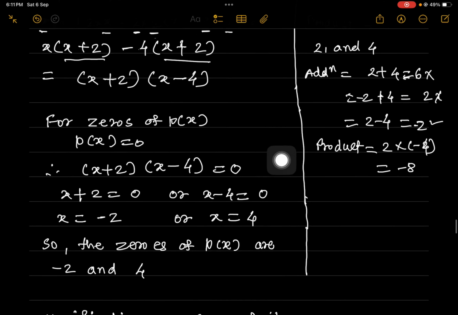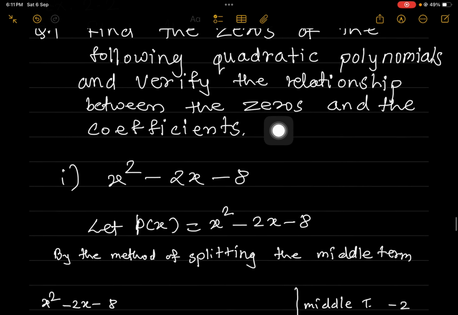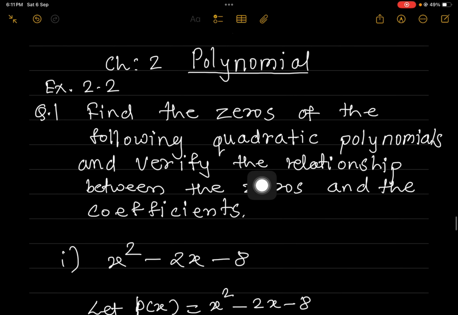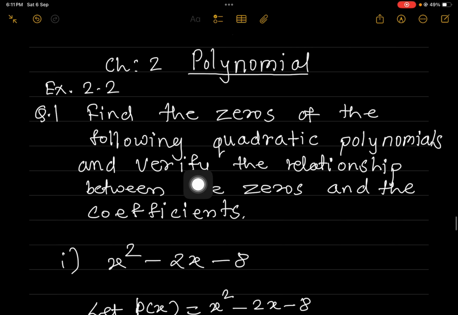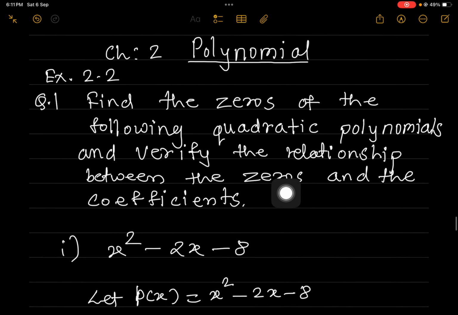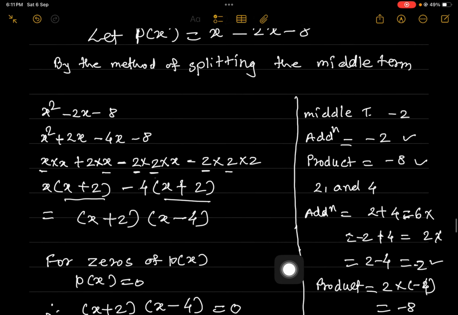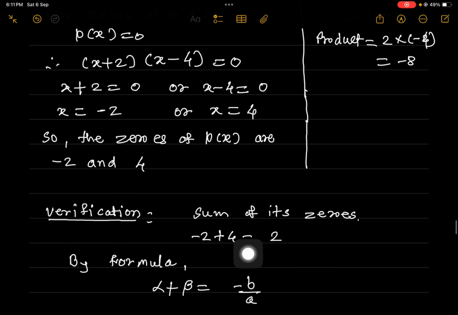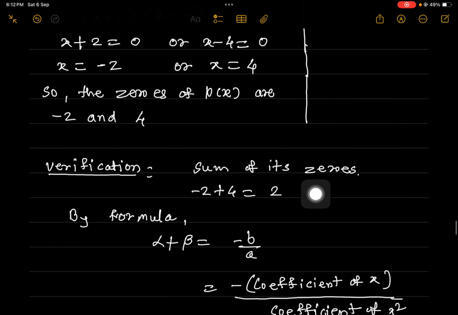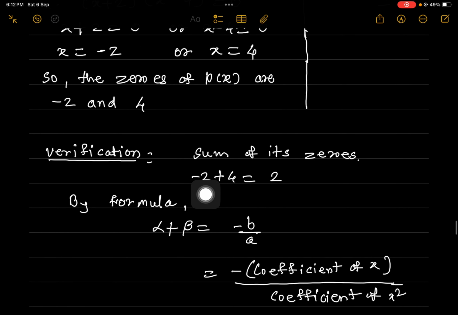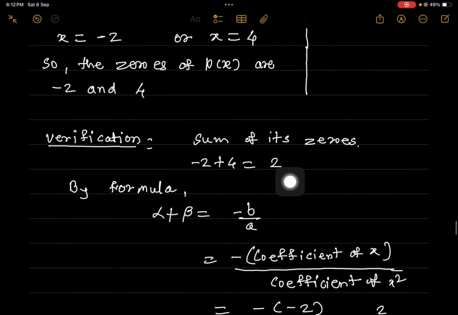So already, see, the question is there. Now we got the zeros of this polynomial. But here one more question is there: verify the relationship between zeros and the coefficients. So we have to take the zeros and the coefficients, and verify it. Minus 2 plus 4, these are the zeros, and we are adding them, so we are getting 2.